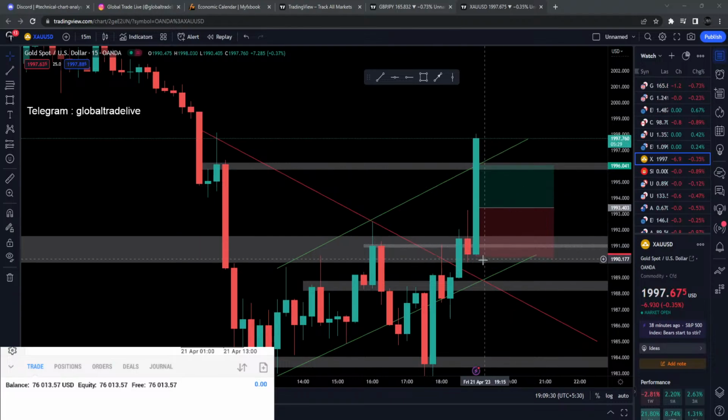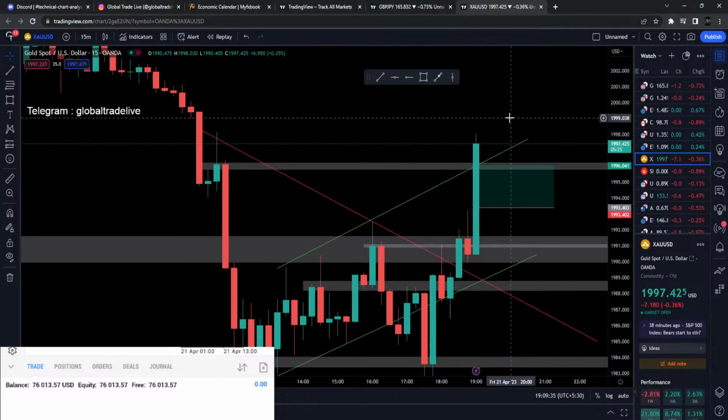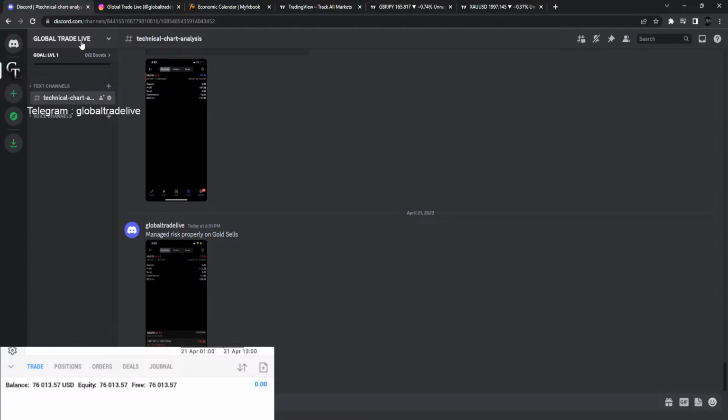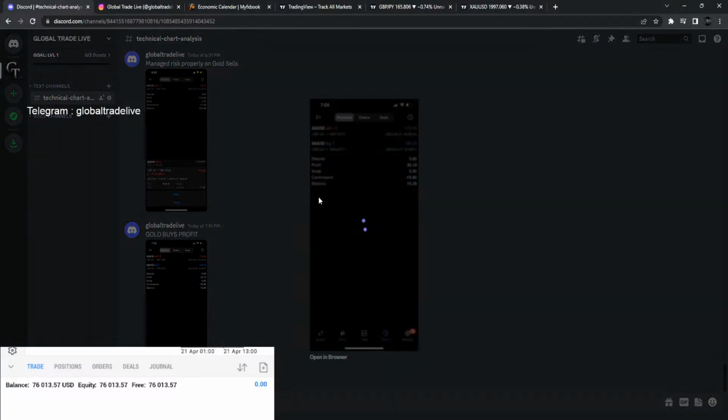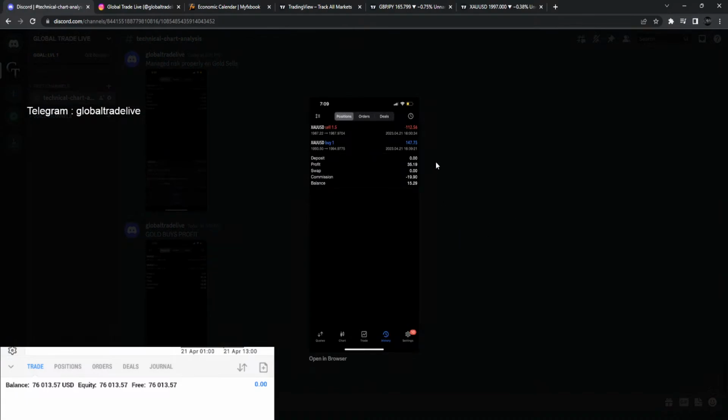Okay guys, so congratulations to those who have just won this trade with me, and let me just show you the overall results for today. You will understand what I really wanted to say when I was telling you that managing risk is really important. Now look over here, I'm gonna send that on Discord. Okay, so look over here. So these were the two trades I took today, in front of you, live.